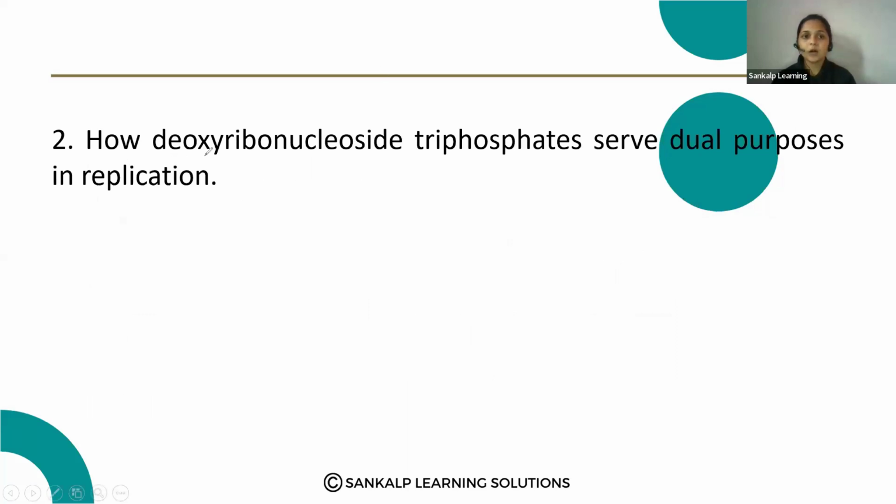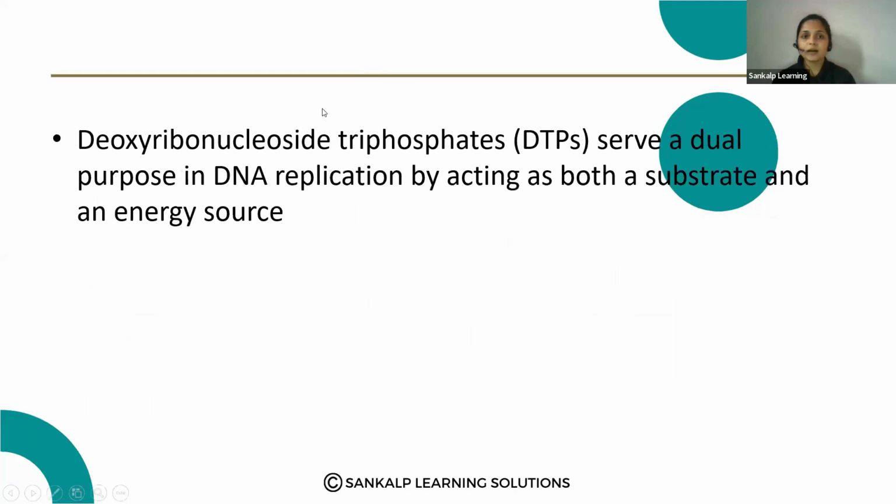Next question: how does deoxyribonucleoside triphosphate serve a dual purpose in replication? Here, deoxyribonucleoside triphosphate serves a dual purpose in DNA replication by acting as both a substrate and an energy source. It acts as a substrate to which nucleotides are added, and as the energy source.